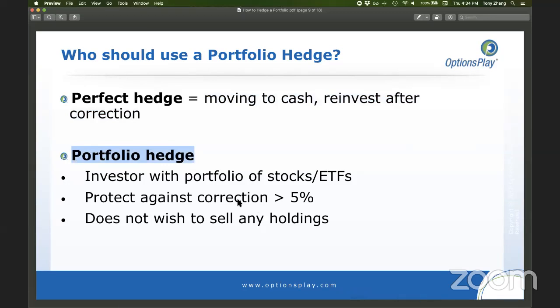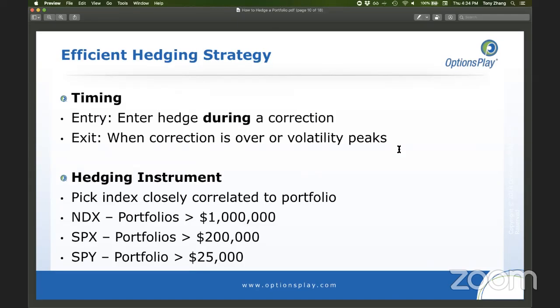The portfolio hedge is for an investor with a portfolio of stocks or ETFs who wants to protect against a correction greater than 5%, and does not wish to sell any of their holdings. In that particular case, that's when you want to put on a portfolio hedge, buying a put option against the stock portfolios that you own. So if you've determined that moving into cash is not something you want to do, and you want to buy a put option, you know it's expensive, but it's a strategy that allows you to stay invested, but also protect yourself in the case of a major correction.